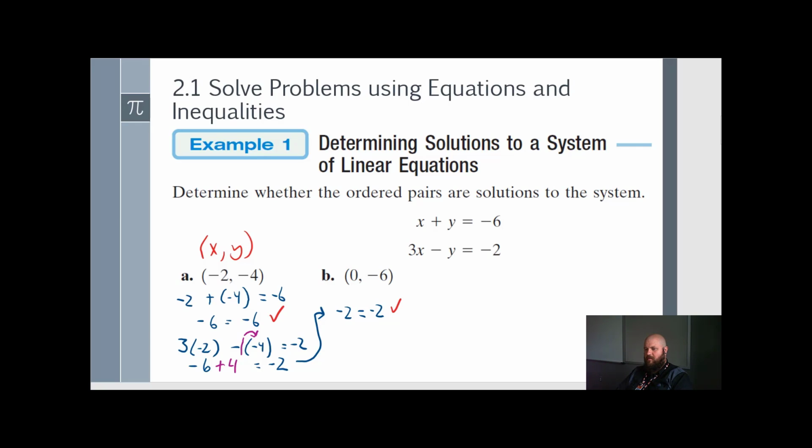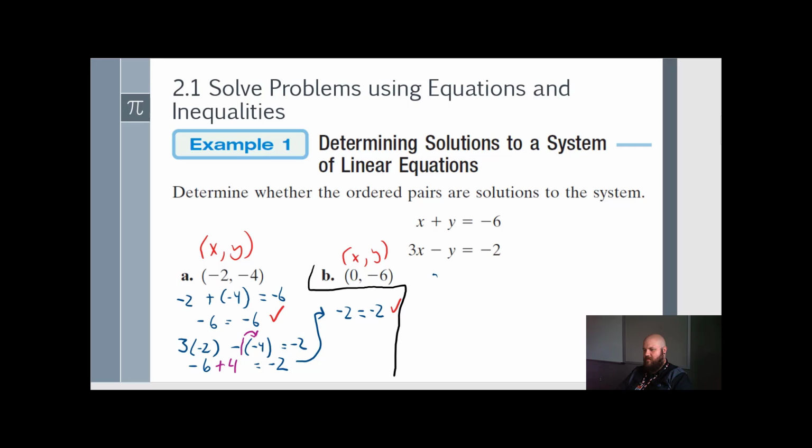Okay, so now let's do B. I'm going to line this off so that way we don't get any of these confused here with that. So now for our x value and our y value, again, x is 0 and our y is a negative 6. Okay? So we're going to put these in the equation. So we take this and we say x plus y equals negative 6.